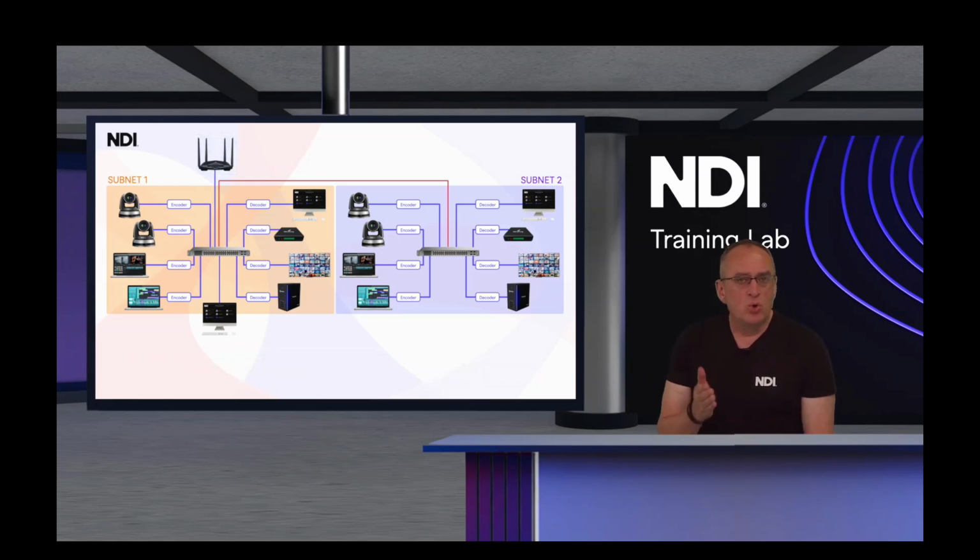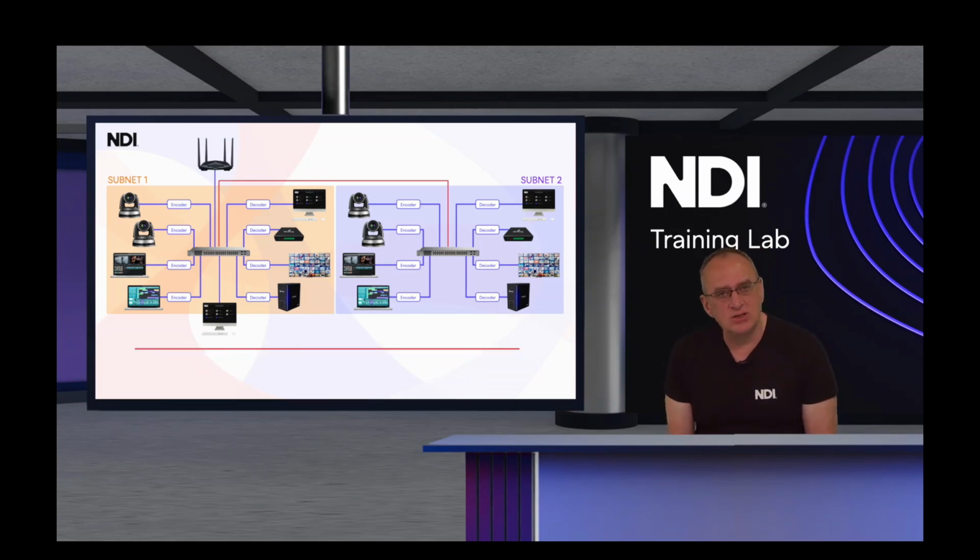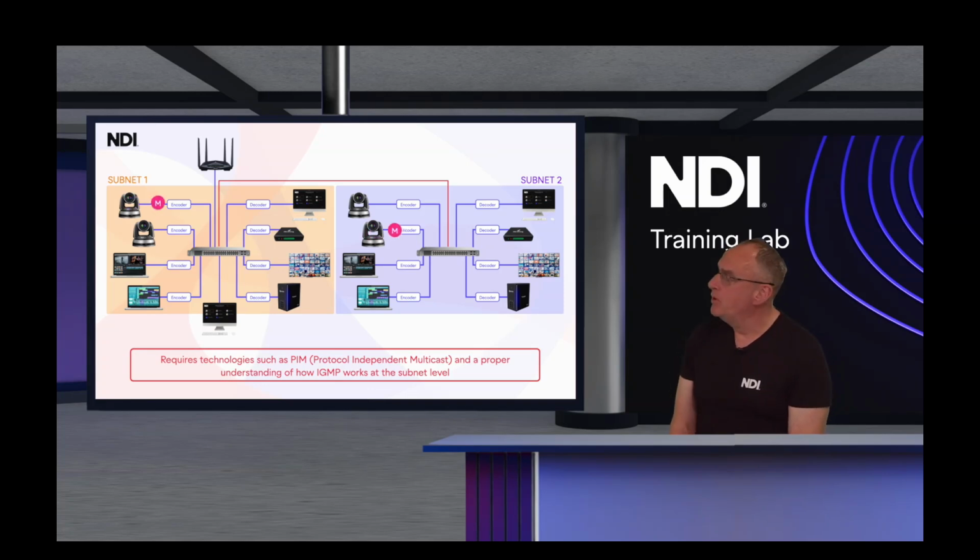The network must also support multicast routing to make multicast work across subnets, and this requires technologies such as PIM, or Protocol Independent Multicast. And a proper understanding of how IGMP works at the subnet level is also required.